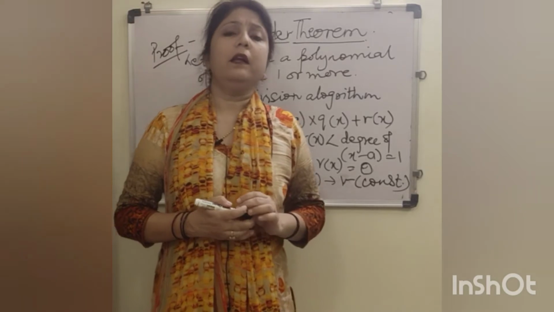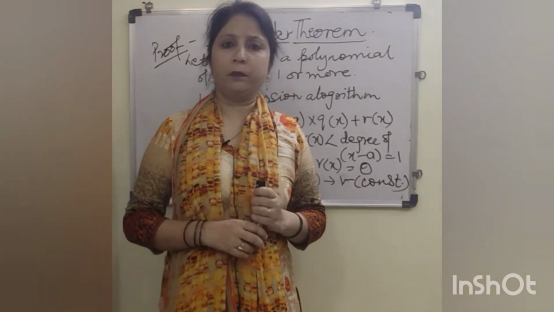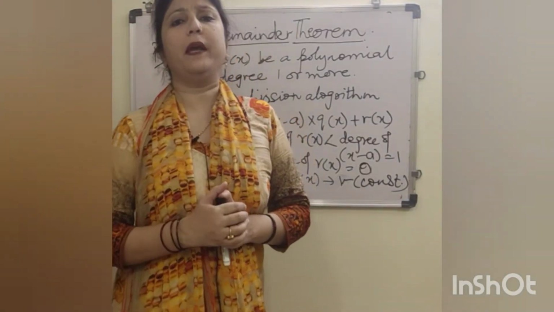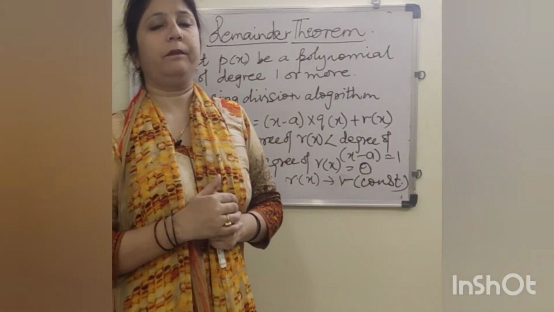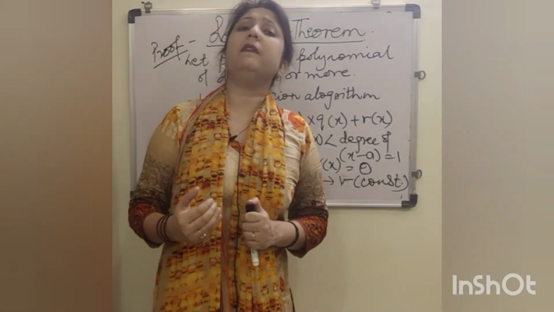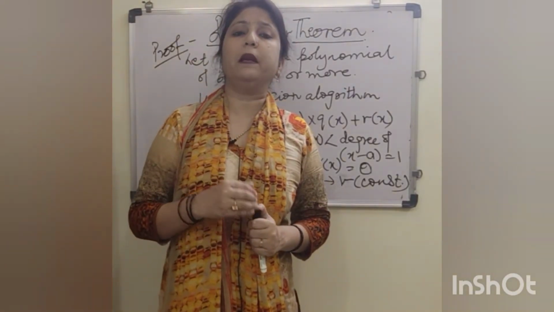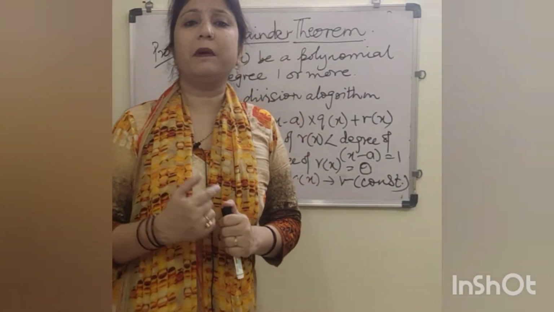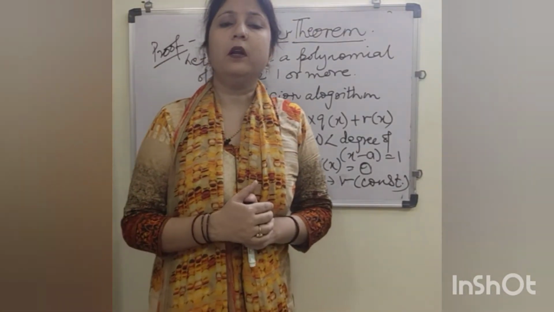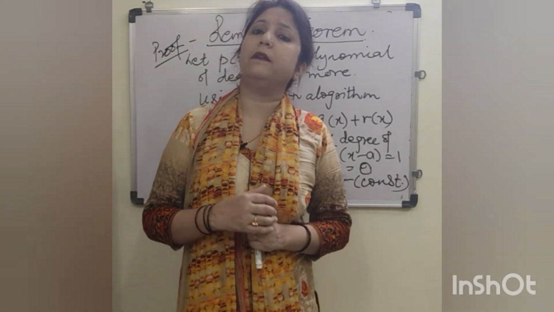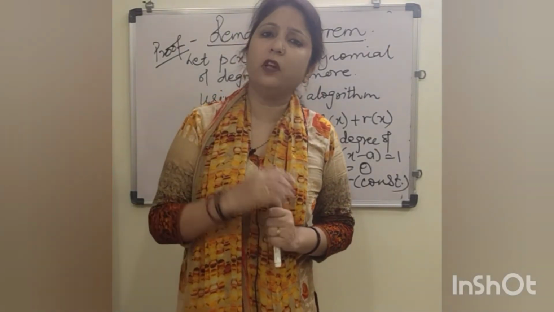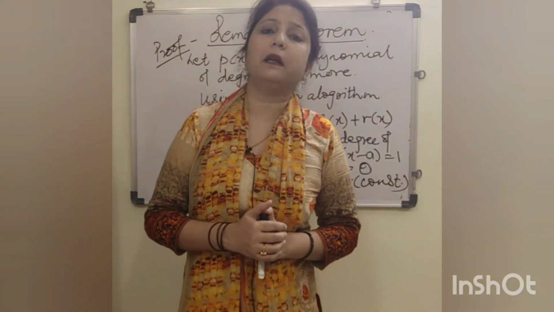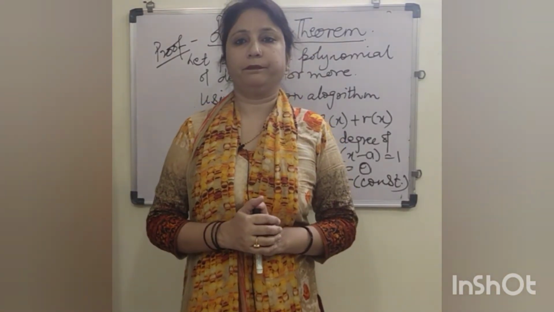I said when you have divided your polynomial p(x) by x minus a, your quotient is q(x) and your remainder is r(x). Then obviously the degree of r(x) would be less than the degree of x minus a, that is 1. The polynomial x minus a has degree 1. So the degree of r(x) would be less than 1, which is 0. It means r(x) is nothing but a constant.